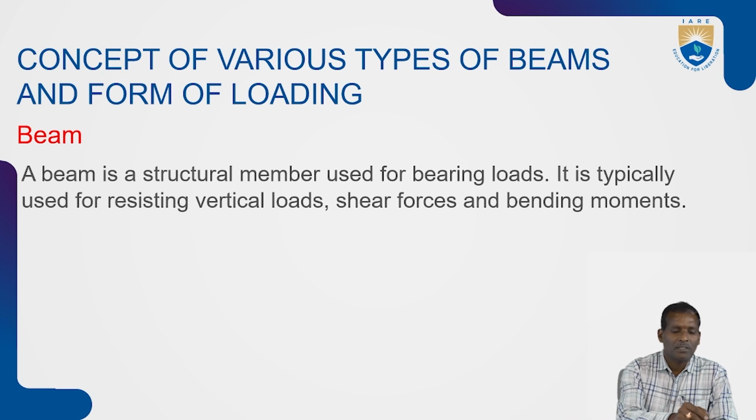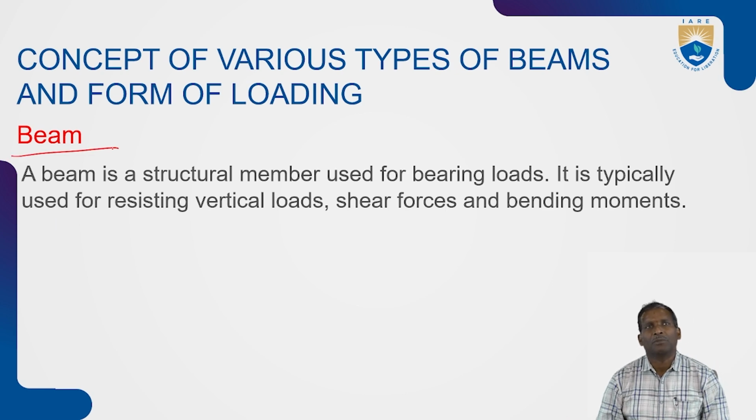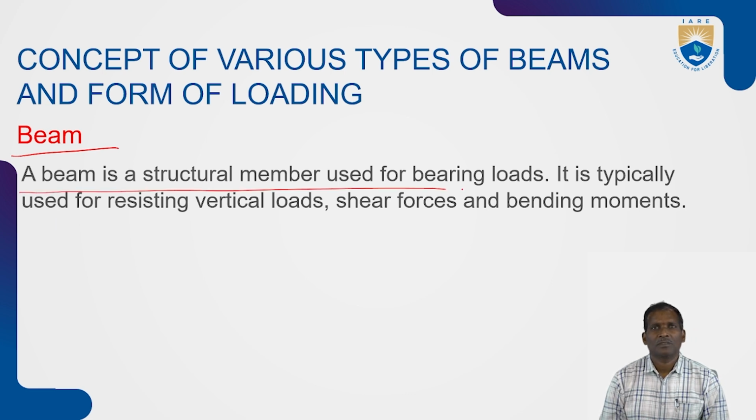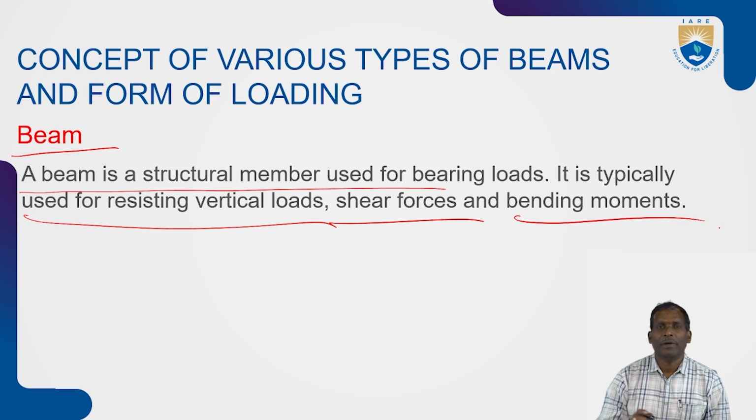First we will see the beam definition and the types of beams, the concept of various types of beams and forms of loading. Different types of loading are there. First we will discuss the beam. What do you mean by beam? A beam is a structural member used for bearing loads. It is typically used for resisting vertical loads, shear forces, and bending moments.